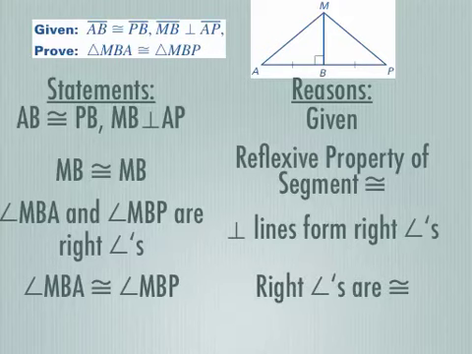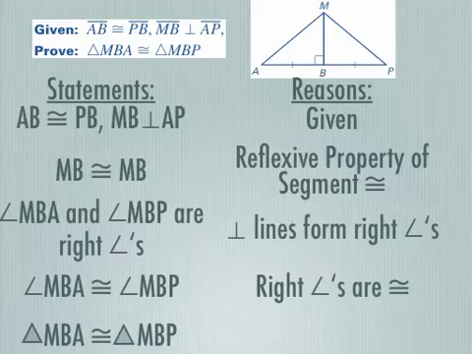Then I have side-angle-side of one triangle congruent to the side-angle-side of another triangle. So I can say that triangle MBA is congruent to triangle MBP because of the side-angle-side congruence postulate.